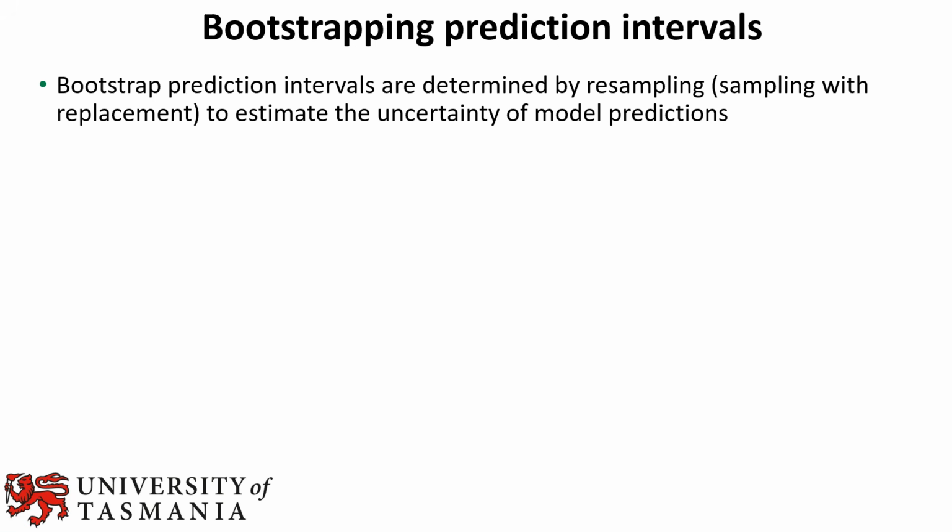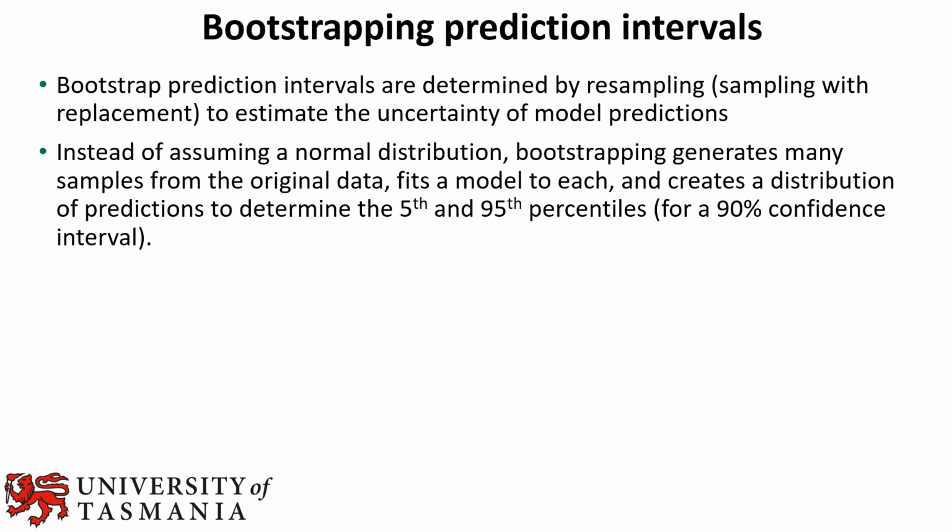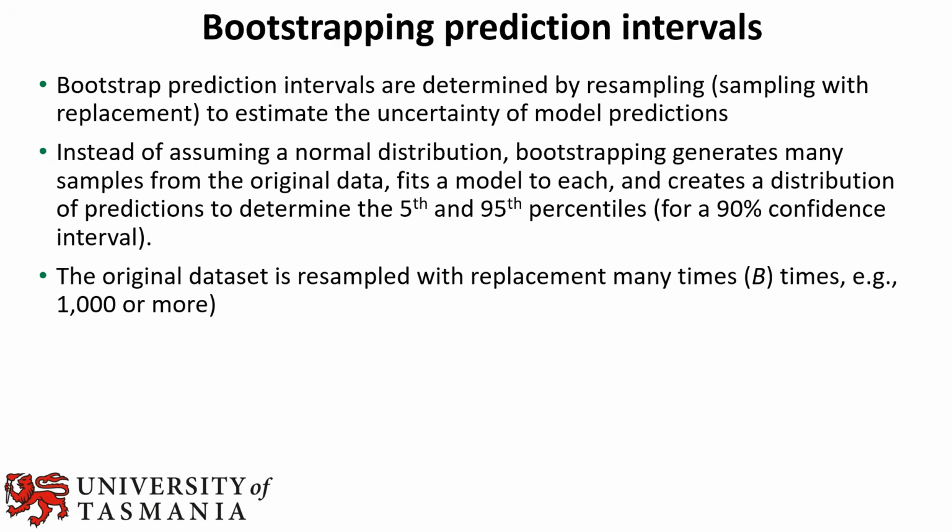So a bootstrap prediction interval is a little bit different to the prediction intervals that I've previously spoken about, because what it actually does is it subsamples the population, and then it repeatedly samples those subsamples to generate a distribution associated with those samples. It then fits a model to each of those subsamples, so it doesn't assume a standard normal distribution. So for example, if you had a 90% confidence interval, what bootstrapping would do is it would generate a distribution for each of the 5th and the 95th percentiles of your prediction interval.